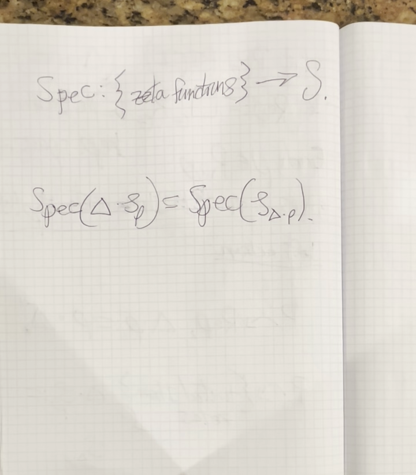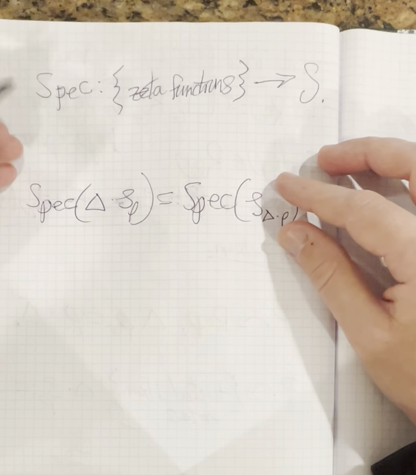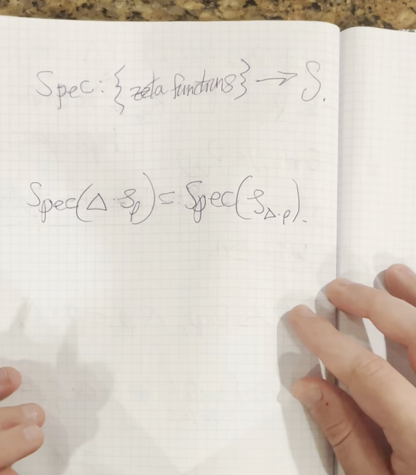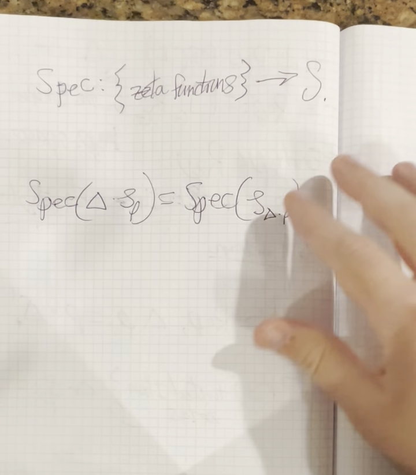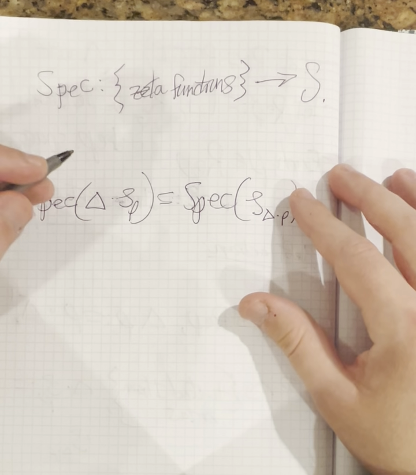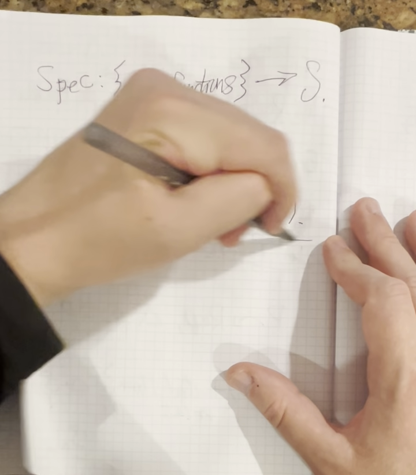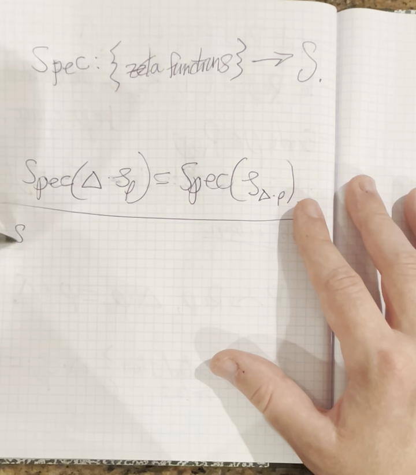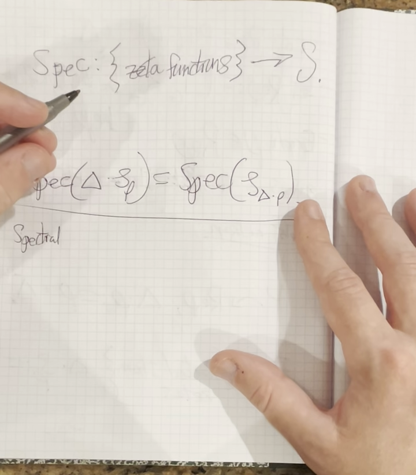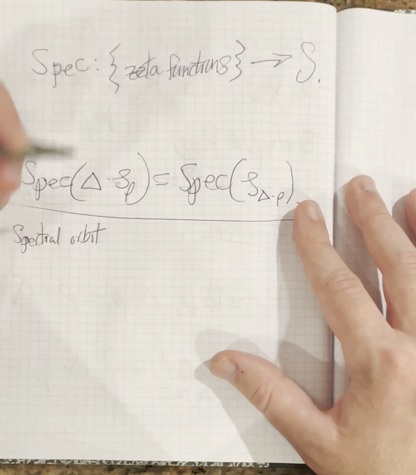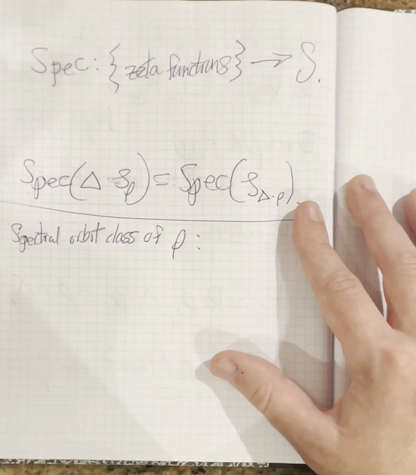Now here's a very nice definition, or key definition. This is interesting, and it's really important for what we've been developing: the spectral orbit class of the holonomy representation. So let me just write it right here: spectral orbit class of rho.